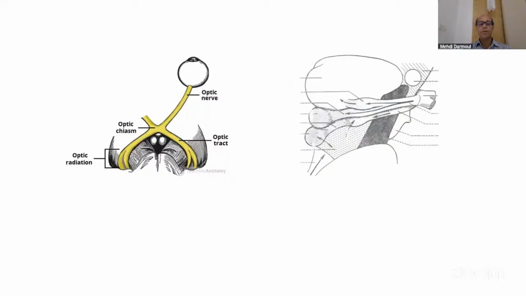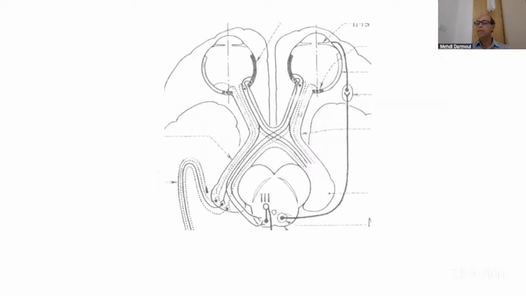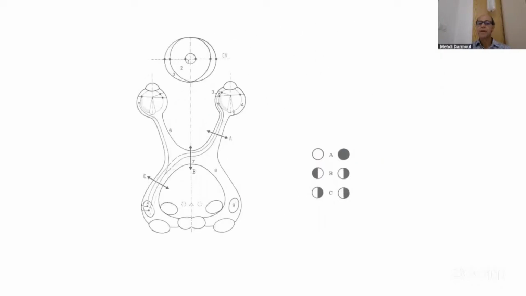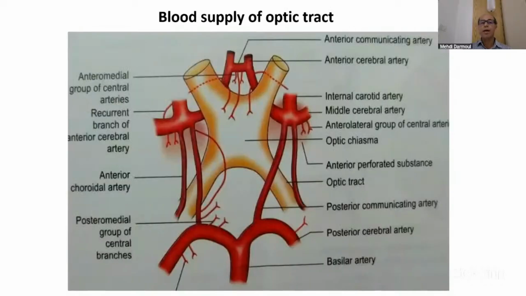Here, the optic tract ending in the lateral geniculate body. Here, a lesion of the optic tract results in contralateral homonymous hemianopia. The blood supply of the optic tract comes especially from the posterior communicating artery and the anterior choroidal artery.